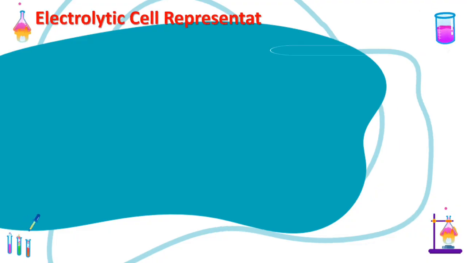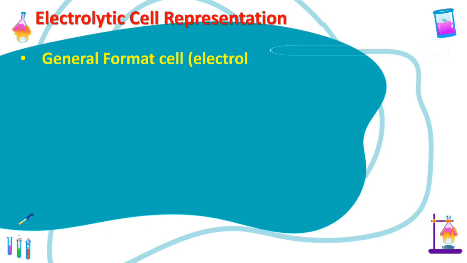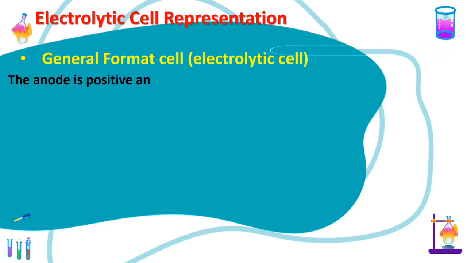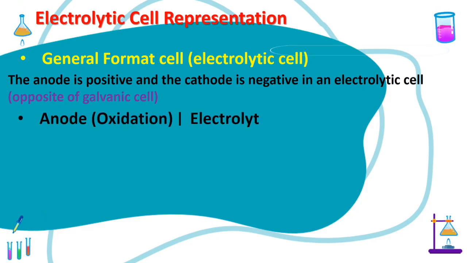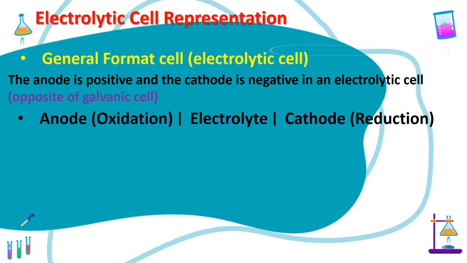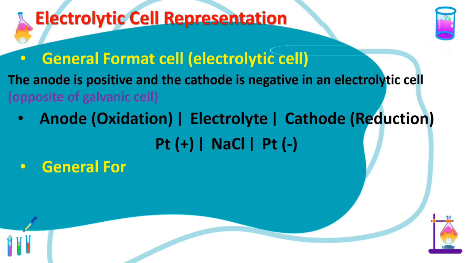Now we will focus on how to write cell representation for electrolytic cell and galvanic cell. In electrolytic cell, anode is positive and cathode is negative, that is opposite of galvanic cell. Electrodes used in this cell are platinum, connected to positive where oxidation occurs and negative where reduction occurs, and both the electrodes are dipped in the same electrolyte.